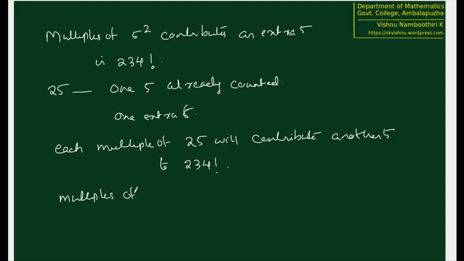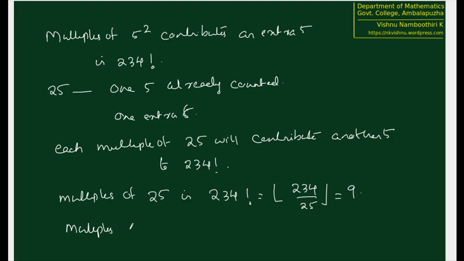Multiples of 25 in 234 factorial is the floor of 234 by 25, and this is equal to 9. Now we cannot stop here. Multiples of 5 cube, that is equal to 125, contribute an extra 5, one more 5 in addition to whatever is contributed by 5 and 25.